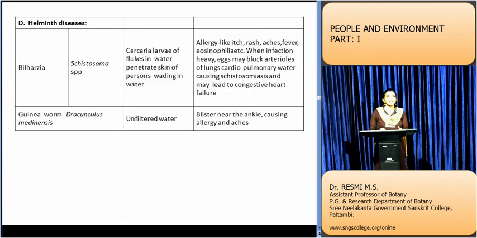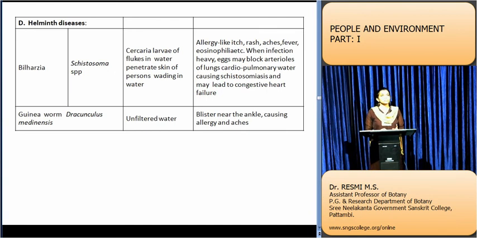And the last category is that certain helminths can also cause water-contaminated diseases. An example is bilharzia. It is caused by Schistosoma species, and mainly the causative organism is a certain larva, and symptoms are allergic, like itch, rash, itches. When the infection is heavy, the larva lays eggs which can block the arteries of the lungs, causing cardiopulmonary schistosomiasis and may lead to congestive heart failure.